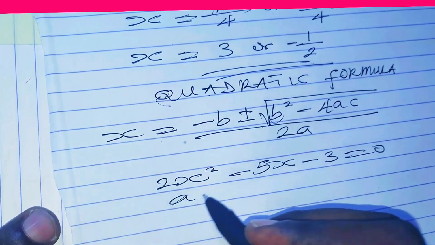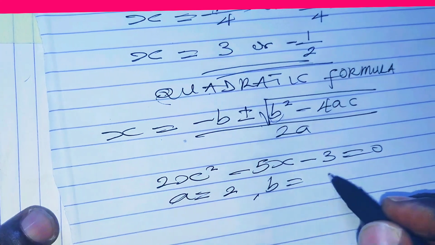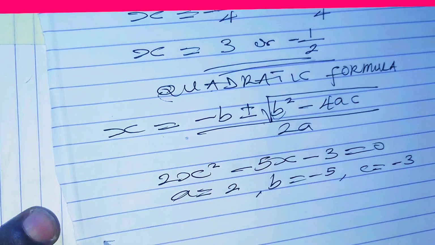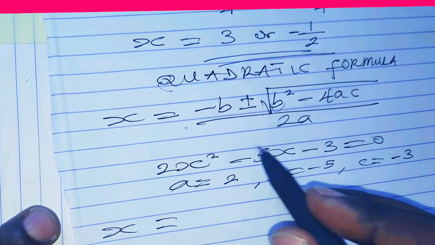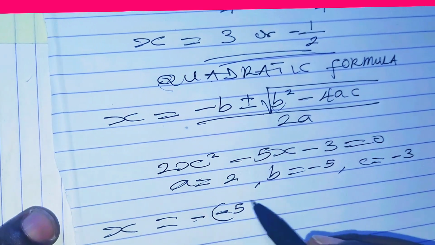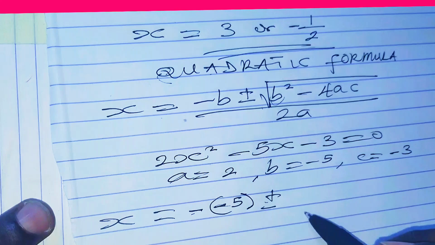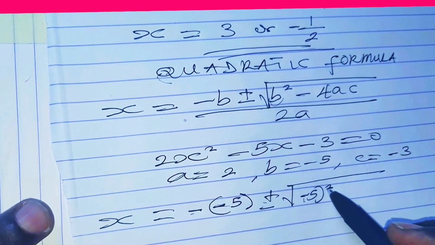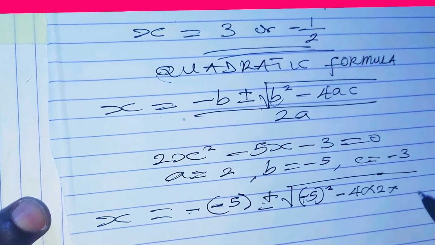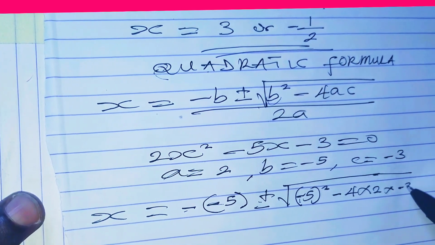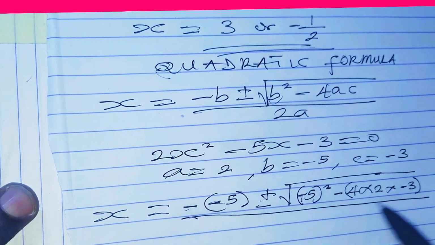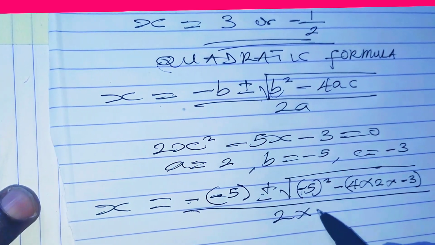So in this equation, our a is 2, our b is minus 5, and our c, the constant term, is minus 3. And therefore, our x is minus b. Of course, b is negative, so we can write it as minus 5, okay, plus or minus the square root of minus 5 squared minus 4 times a, 2, times c. C is also minus 3. So we need to put this in a bracket because of the negative sign there. Everything over 2 times a, which is 2.